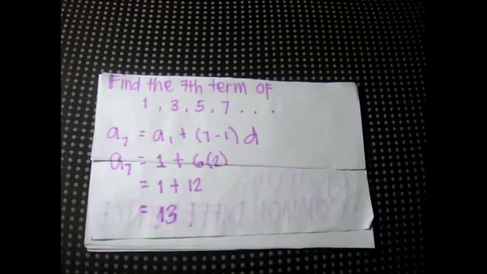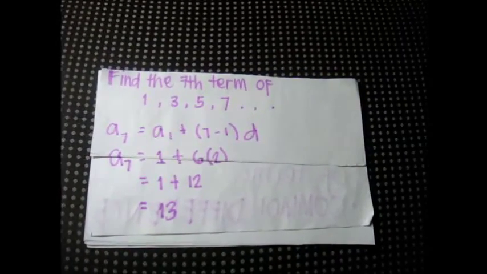Proving this using the long method, we will get 1 as the first term, 3 as the second term, 5 as the third term, 7 as the fourth term, 9 as the fifth term as a result of 7 plus 2, which is the common difference, 9 plus 2, which is 11 as the sixth term, and 11 plus 2, which is 13 as the seventh term.